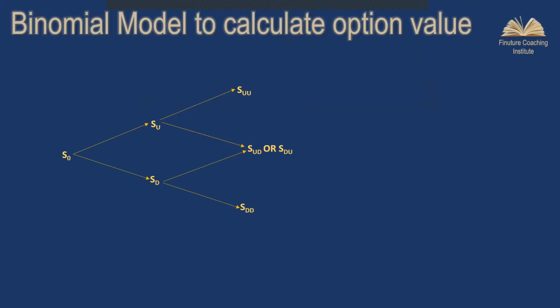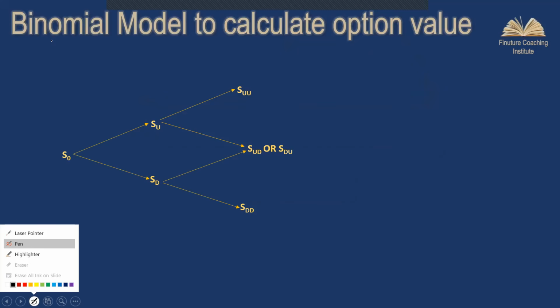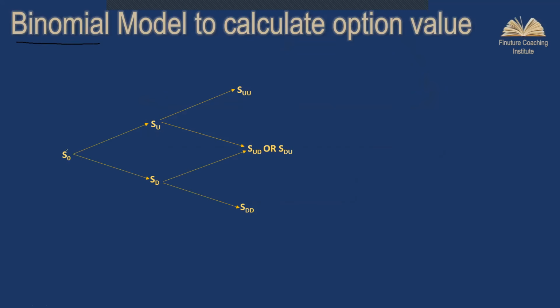First of all, we'll look at what it is used for. As the name says, it's a binomial, so there are two nodes at each step. We will see the application in finance, and I'll explain what it is. But there are two nodes at each step. That's why the name is binomial.